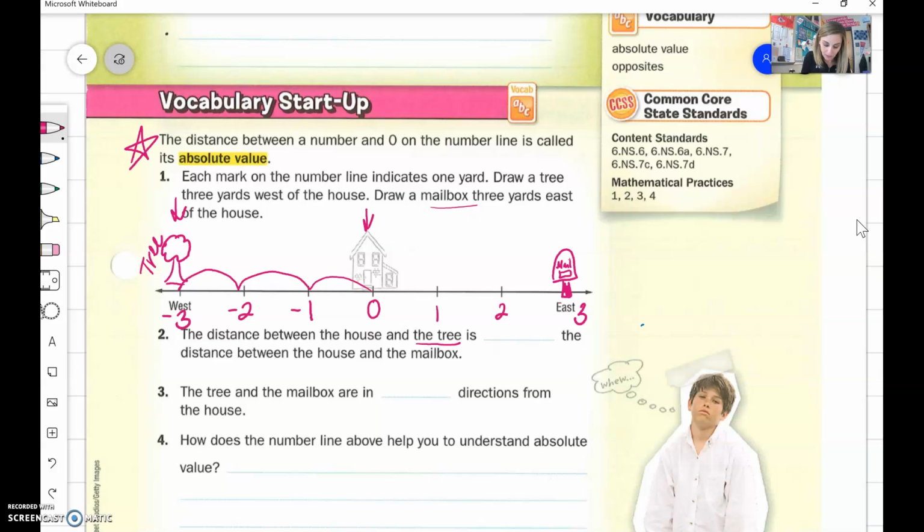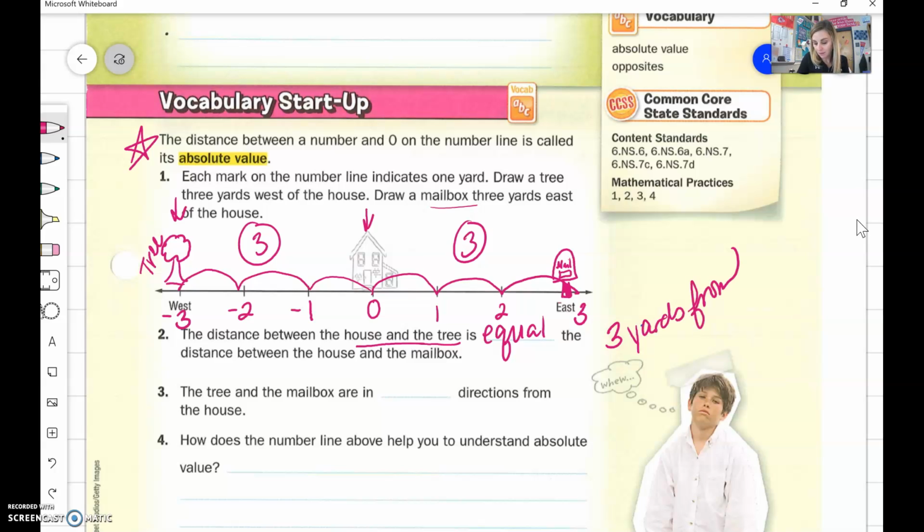The distance between the house and the mailbox, we count 1, 2, 3. Well, that's 3 yards as well, right? So they are equal. They are both 3 yards from the house. The tree and the mailbox are in what direction? You have your house, you have your tree this way, and your mailbox this way. They're in opposite directions.